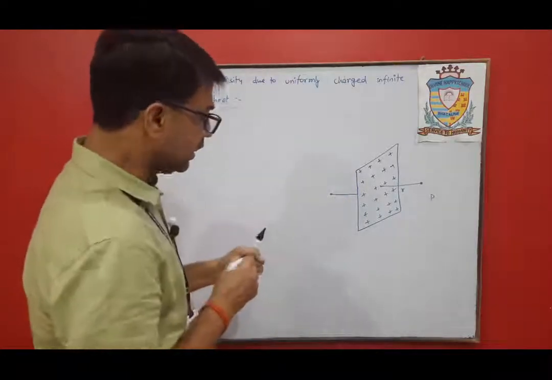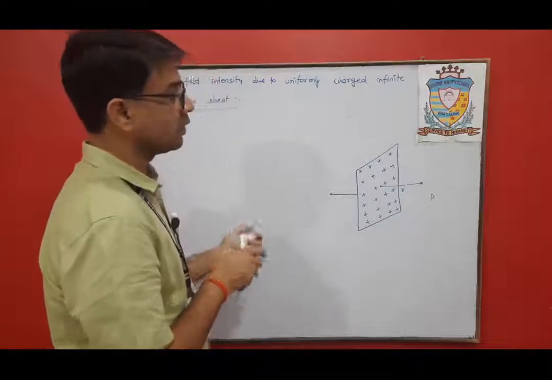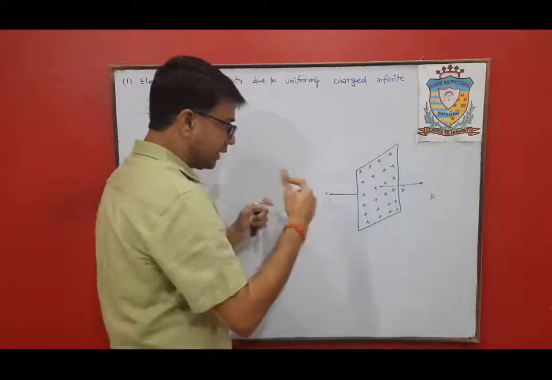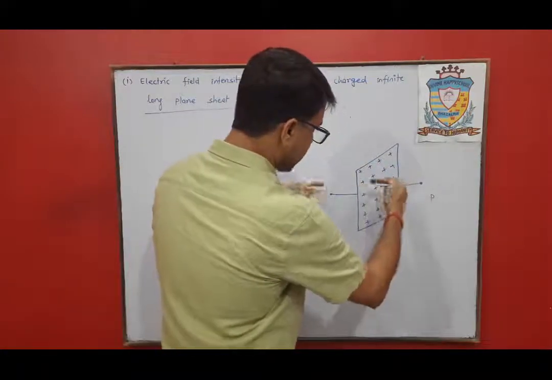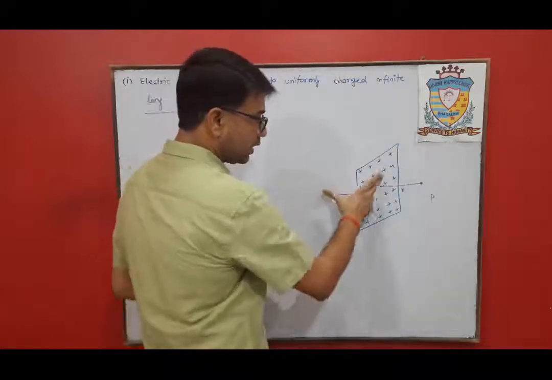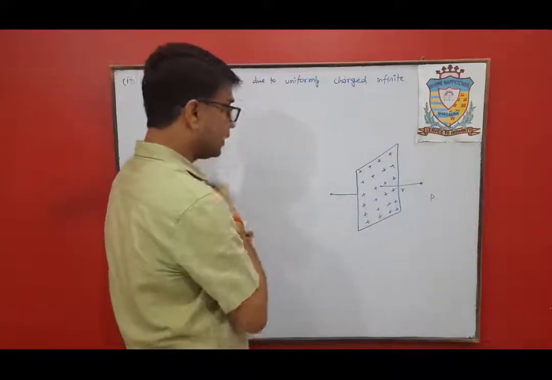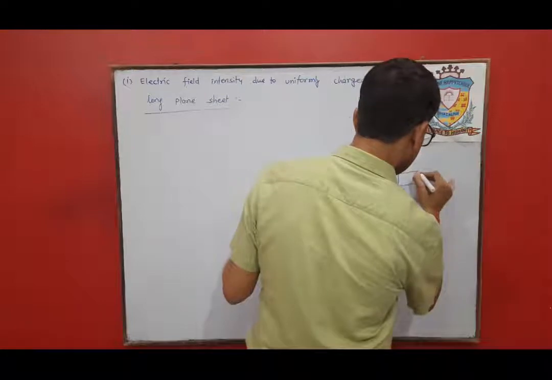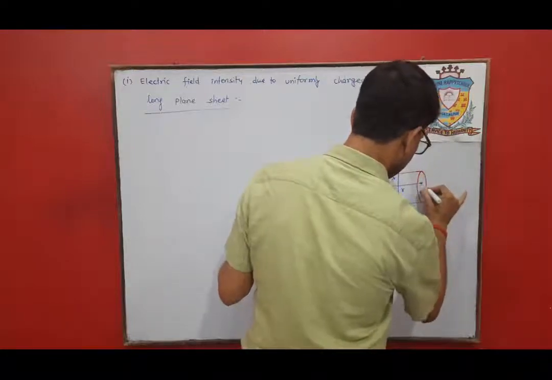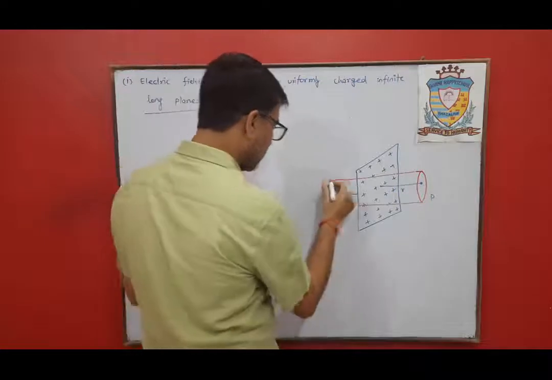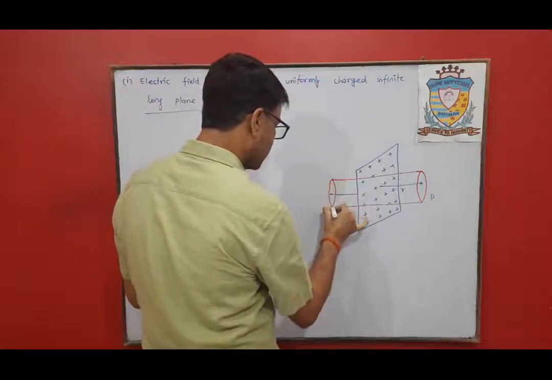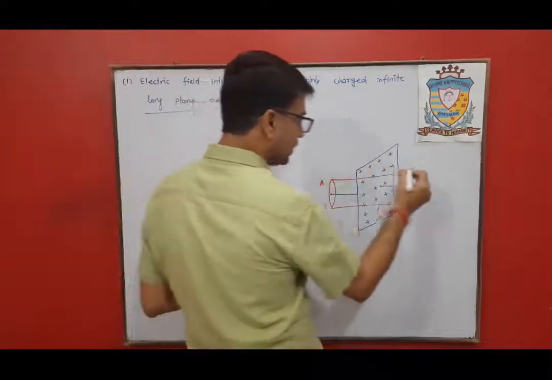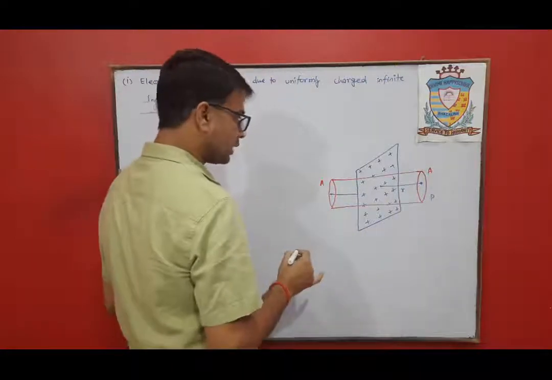Now we will draw the Gaussian surface according to this. All electric field lines here in this case are like this, and here it is like this. So corresponding to this line charge, we will take a cylinder, having area of cross section A.